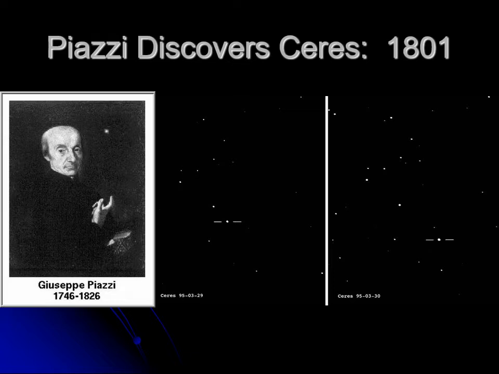And so that dot right there moved from there down to there between these two photographs that were taken on different days. And so that moving dot right there is Ceres, the very first of the asteroids.